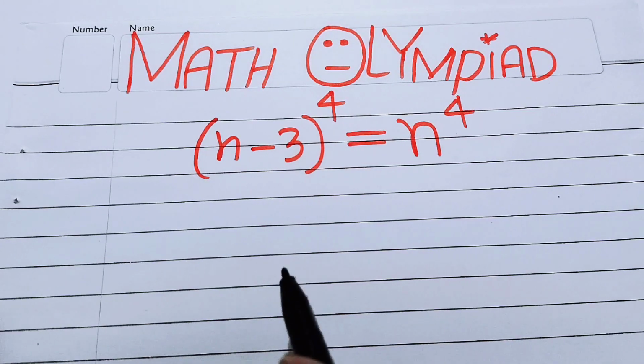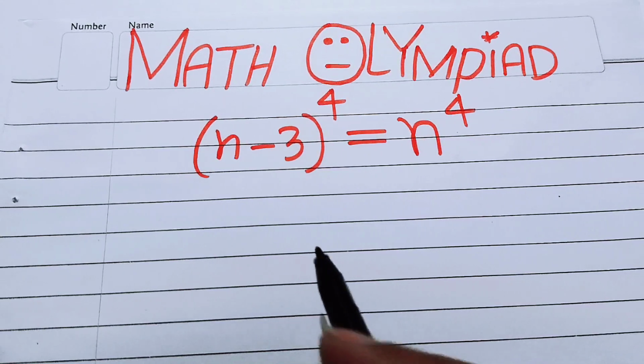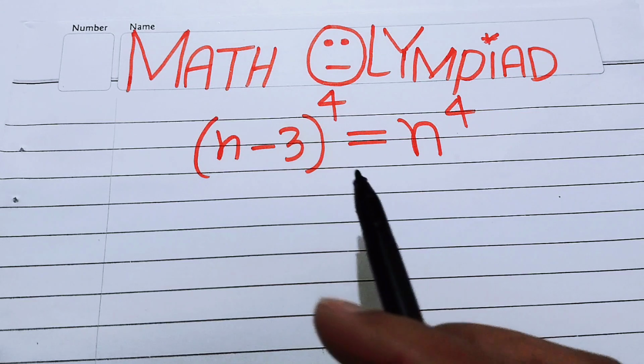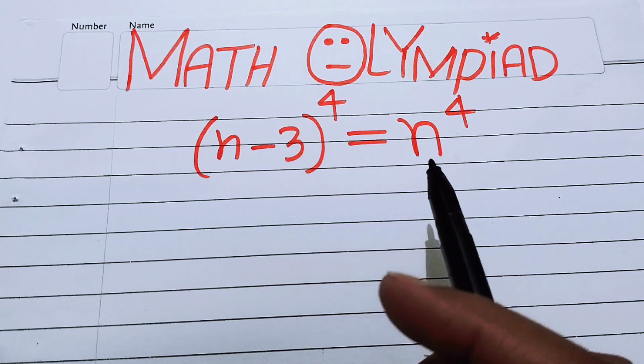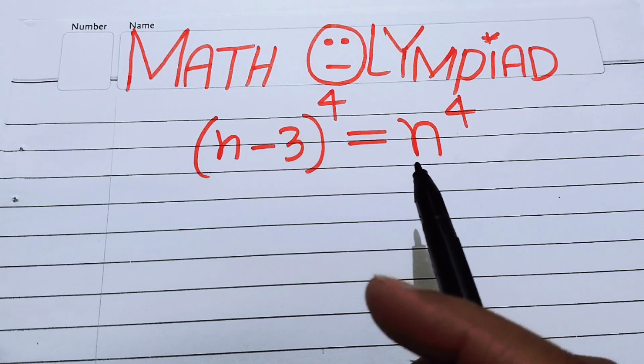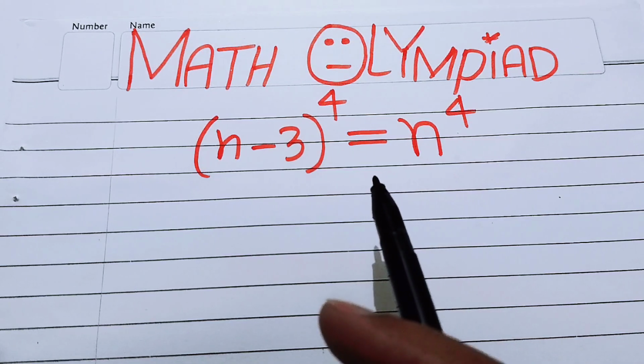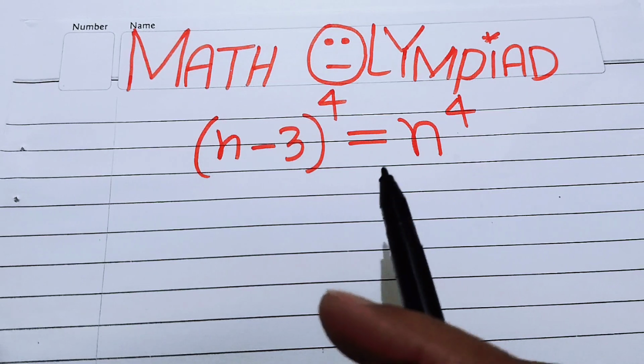In this video we are going to solve this nice algebra problem, and here we have (n minus 3) to the power 4 equals n to the power of 4, and we will solve this problem for the values of n. So here we find all the roots of this equation.